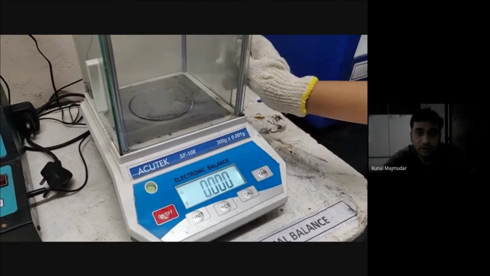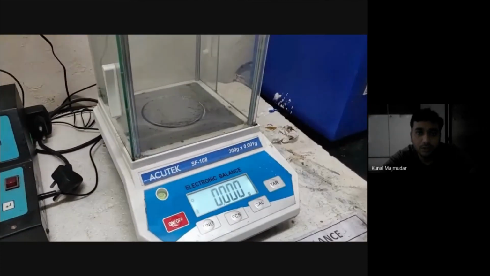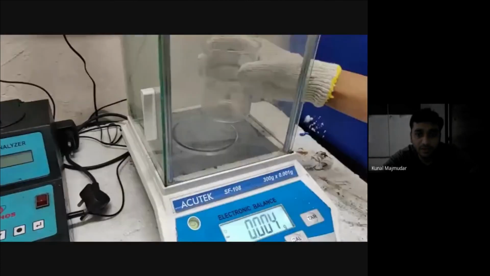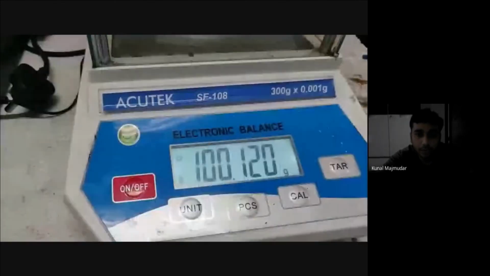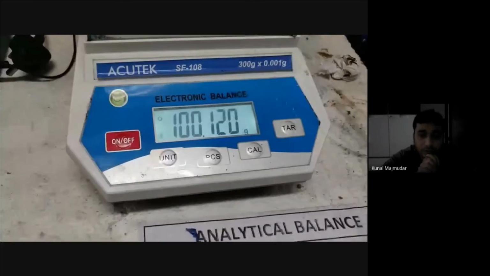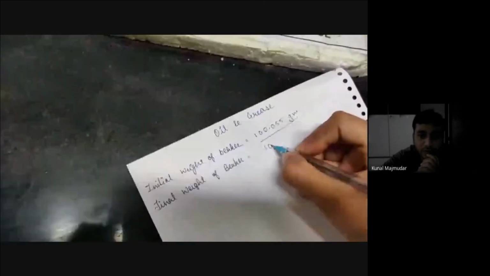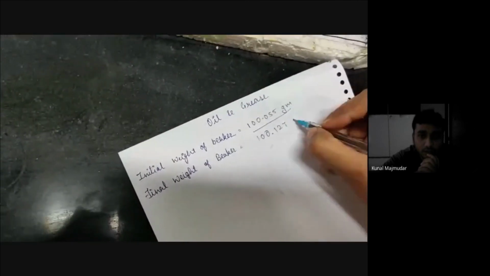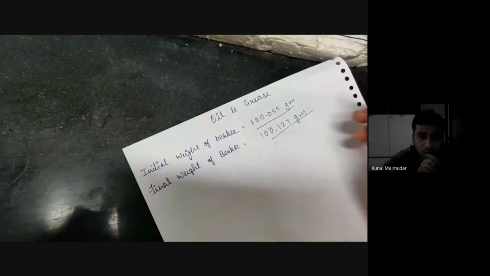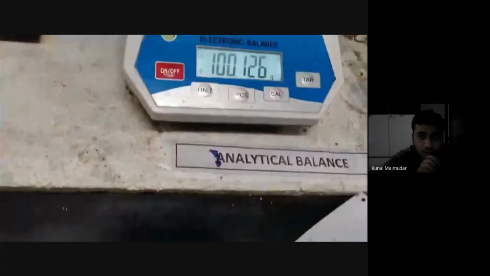Initial weight was 100.055 grams, and the final weight is 100.120 grams. What was your initial weight? 100.055, and final is 100.127. 100.127 grams. Okay, this is your final weight.